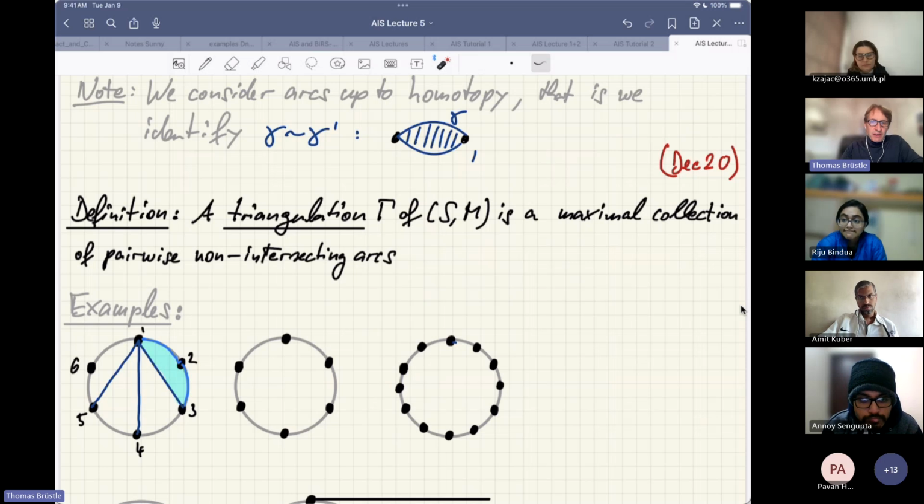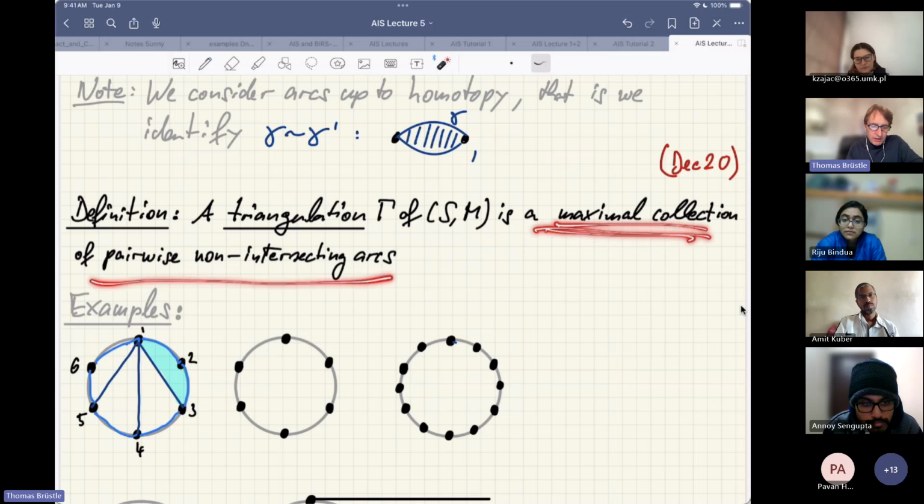Good. So of course I do add all the boundary arcs, this one, this one, this one, that one. And what I observe then, I cannot add any more arcs. Yeah, I reached a maximal system, a maximal collection of pairwise non-intersecting arcs. This one is a triangulation. That's good.